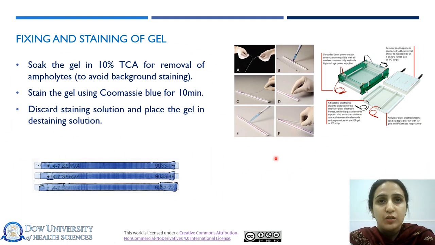So how do you do the fixing and staining of gels in the IPG strip after performing the isoelectric focusing? You soak these IPG strips in 10% TCA for removal of ampholytes, and then you stain the gel using Coomassie blue for 10 minutes. Then you discard the staining solution and place the gels in destaining solution so that the background or non-specific Coomassie blue bound to the gel is removed. And then you can see the proteins separated on the basis of their isoelectric point, at their respective pI.